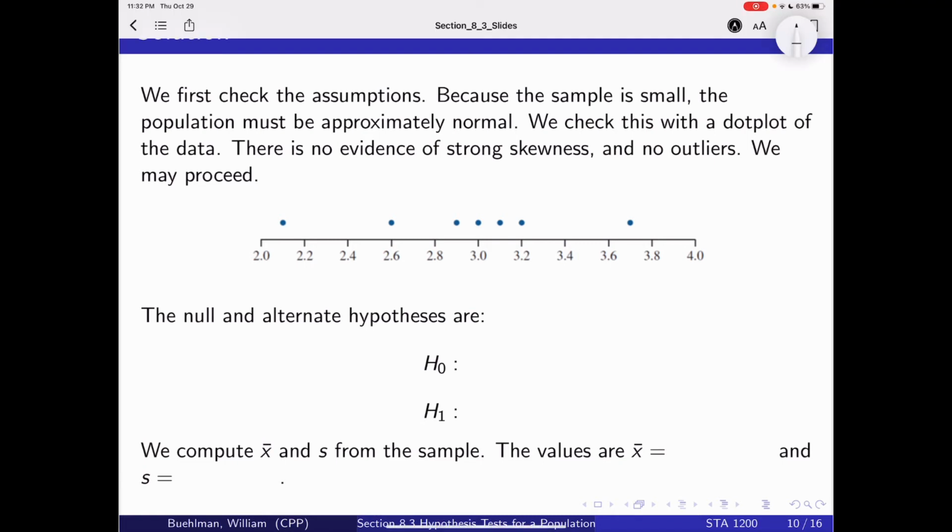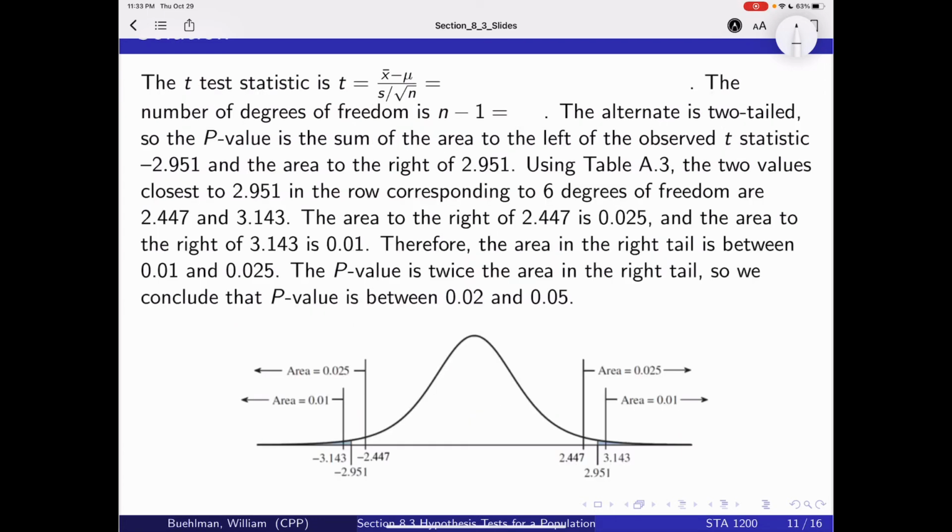The null and alternative hypotheses are, the null is that mu is equal to 3.5. And since we said differs, we don't care if it's larger or smaller, we just want to know if it's different. So the alternative is mu is not equal to 3.5. We compute the sample mean and sample standard deviation from the sample. The value for the sample mean is 2.9429, and the sample standard deviation is 0.4995.